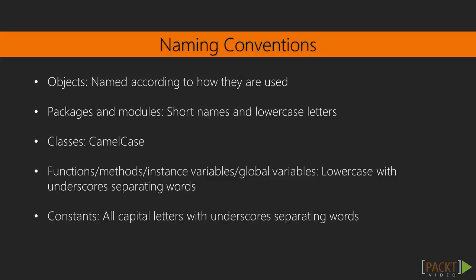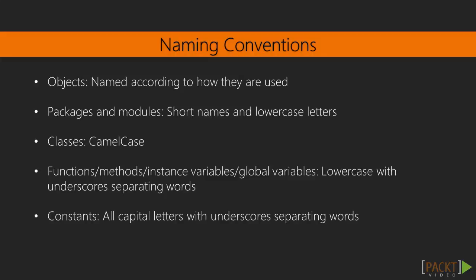Packages and modules should have reasonably short names consisting entirely of lowercase letters and, in the case of modules, underscores. Classes should be named with a capitalized first letter and capitals at the start of every new word within the name. This is sometimes called camel case. Exceptions should be classes, and so they should also follow the naming convention for classes, but the last word of their name should be the word error.